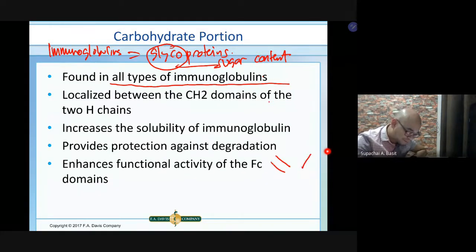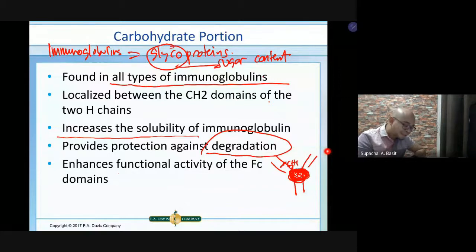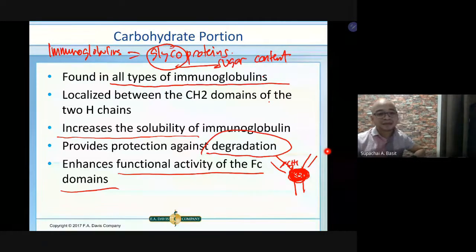So again, let us draw. CH1 is here, CH2 is here. Most likely, the sugar component is found here. This is very important because if the immunoglobulin is purely protein, it becomes insoluble, because the carbohydrate portion of the immunoglobulin increases its solubility, and therefore it provides protection against degradation. And because the sugar component is found at the Fc portion, it also enhances the functional activity of the Fc domains. That is the carbohydrate portion of the immunoglobulins.